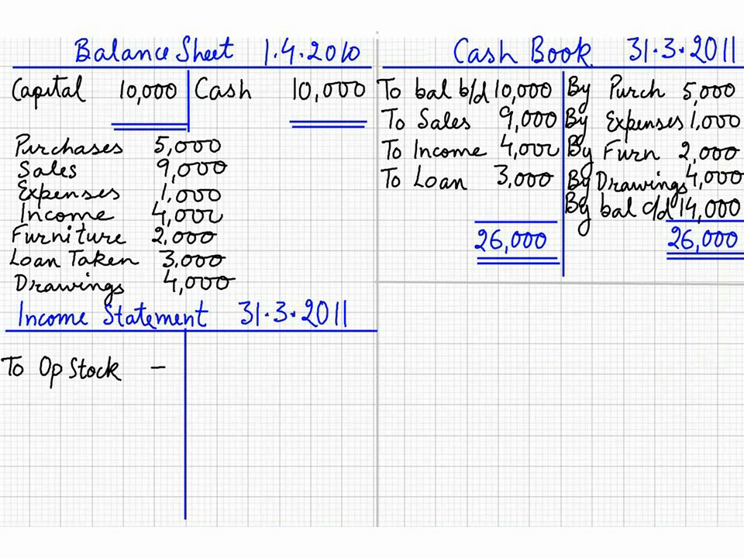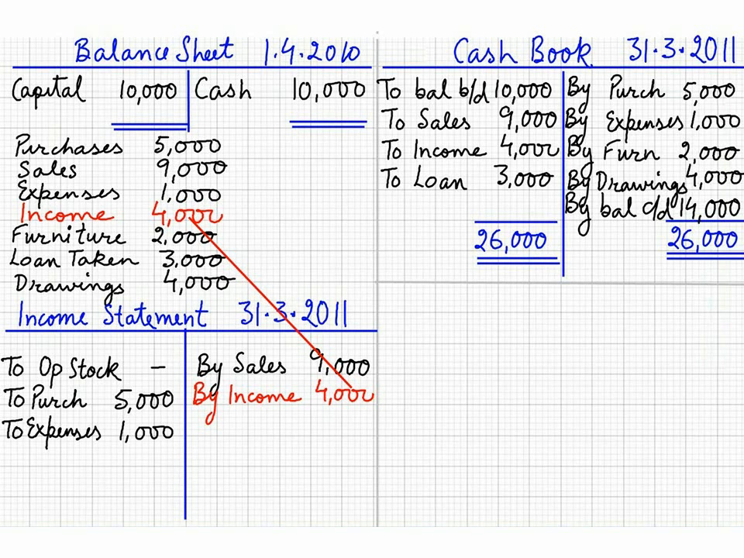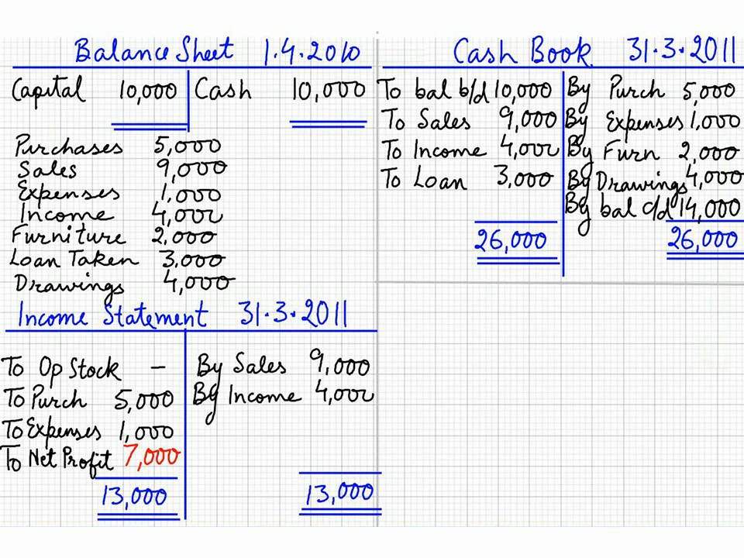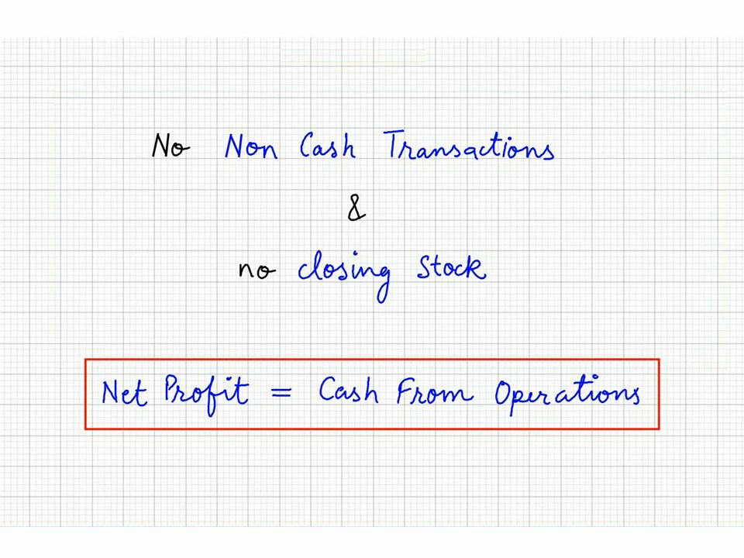Opening stock 0, purchases 5,000, expenses 1,000, and on the credit side sales 9,000, incomes received 4,000, total 13,000 rupees on both sides, and net profit on the debit side 7,000 rupees. It means this firm has made a profit of rupees 7,000. Be careful, net profit is based only on cash transactions. There was no non-cash transaction in this firm and there is no closing stock. So I can say this net profit will be equal to cash from operation.